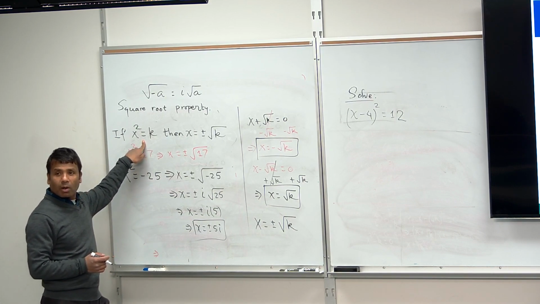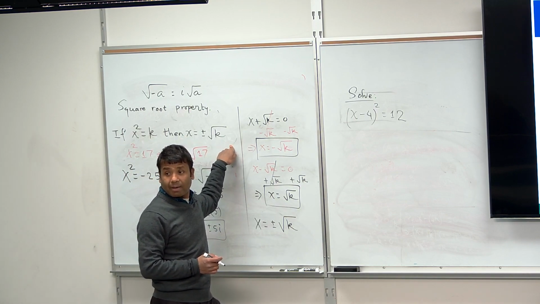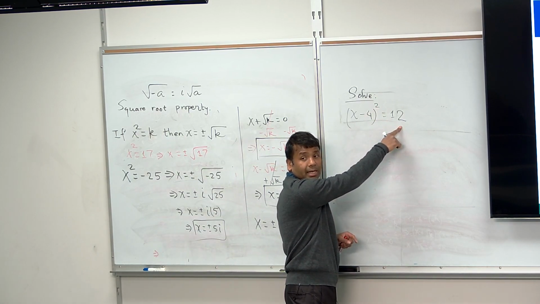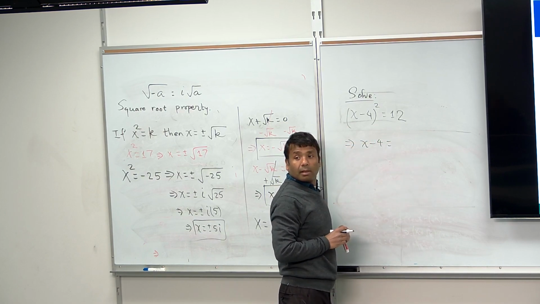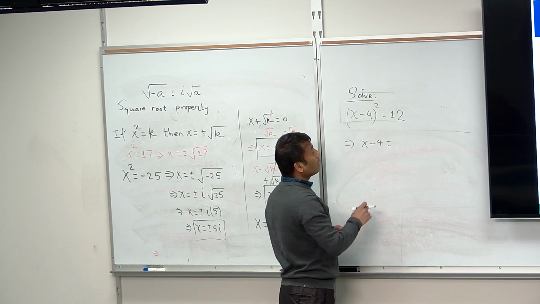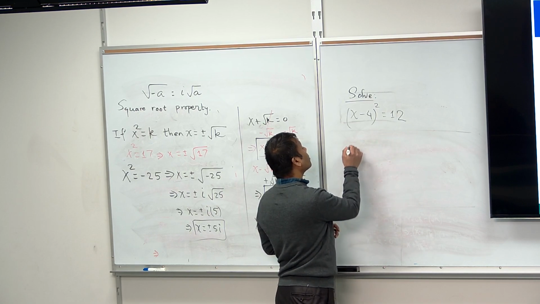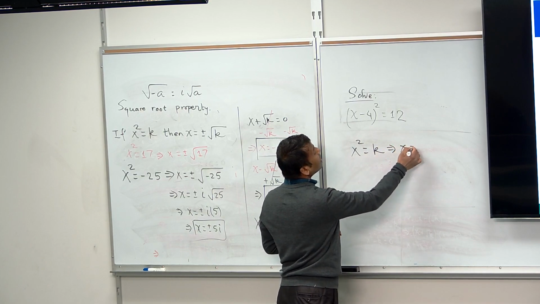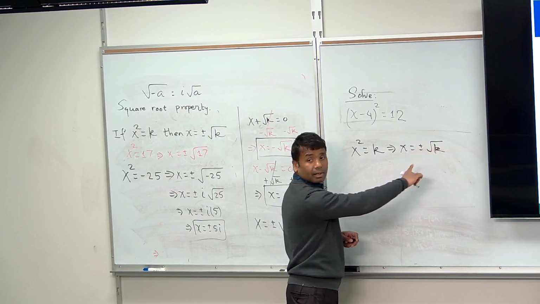If x² = k, then x = ± √k. Is that right? Now here, (x - 4)² = 12, right? So what will be x - 4? So now look here, guys. You just compare this. If you have this, then x = ± √k. You know this, right?